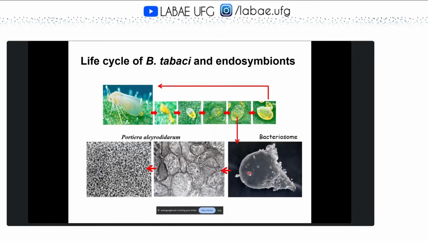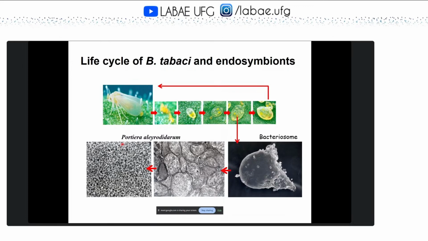Those dots are called bacteriosomes, and those bacteriosomes are transferred vertically from the mother to the offspring through the egg. Those bacteriosomes are full of bacteria, and this bacteria is called Portiera. Portiera is the primary symbiont of whiteflies, and primary symbionts are very essential for the species. They have to be there, otherwise the insects cannot live.